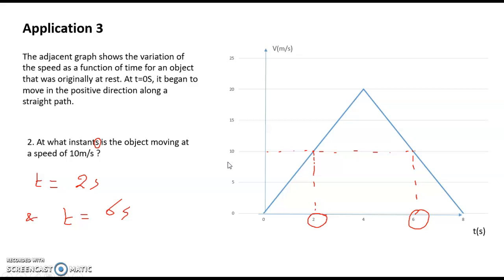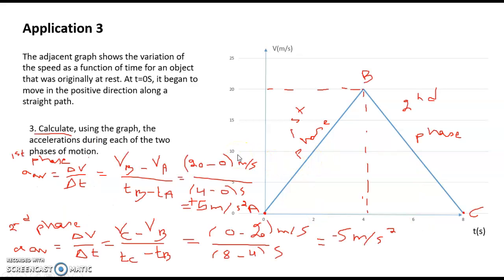In order to determine the instant at which the object moves at 10 meters per second, we have to draw a virtual horizontal line at v equals 10. The points at which this line intersects with the graph are the points that we're looking for. So we can see that there are two instants at which the object is moving at a speed of 10 meters per second: at t equals 2 seconds in the first phase, and at t equals 6 seconds in the second phase.